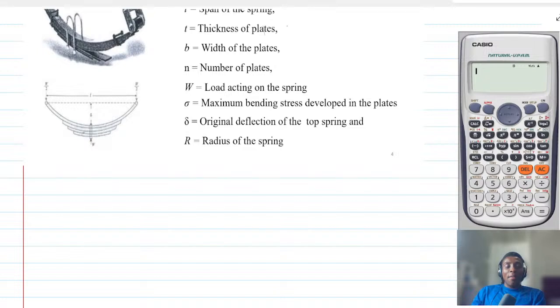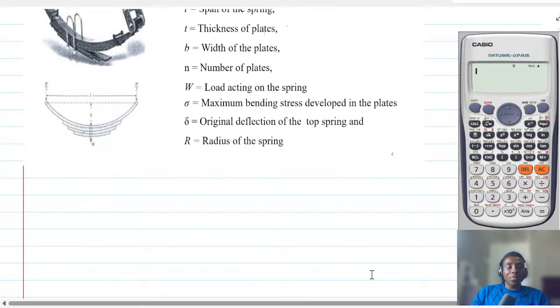I'm not really asking you to memorize the equations, because the equations are many. Just know how to use them. That's all. So maybe let's look at a simple question here.